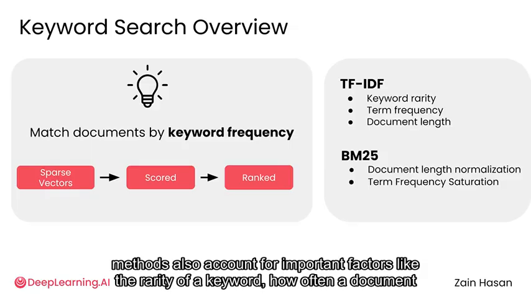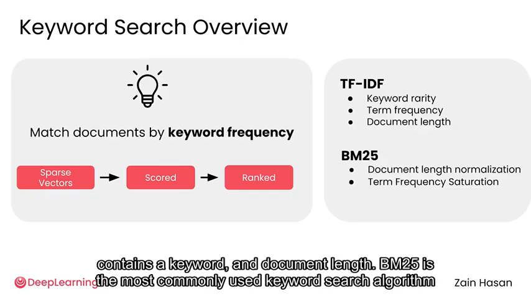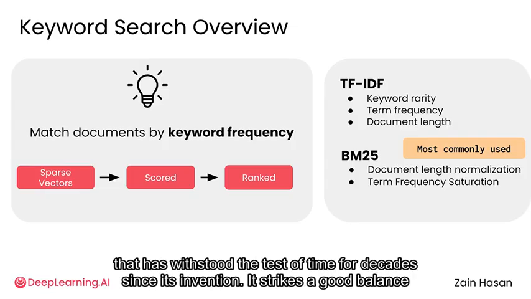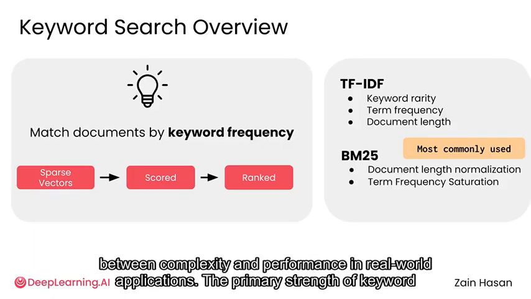These methods also account for important factors like the rarity of a keyword, how often a document contains a keyword, and document length. BM25 is the most commonly used keyword search algorithm that has withstood the test of time for decades since its invention. It strikes a good balance between complexity and performance in real-world applications.